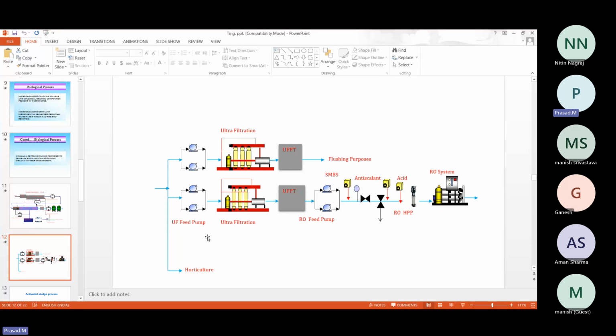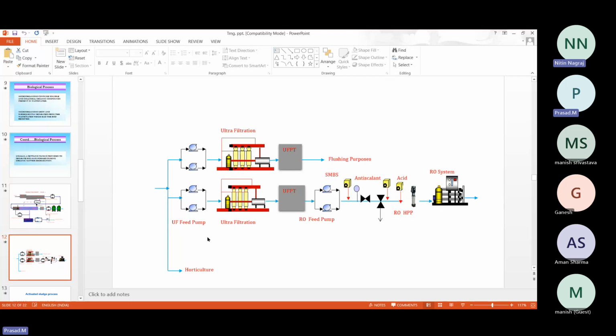The activated carbon filter outlet you can send to ultrafiltration. And from ultrafiltration, what happens? If you want a ZLD plant, zero liquid discharge plant, or sometimes people ask for application for flushing, then when flushing comes into the picture, you have to give them ultrafiltration.